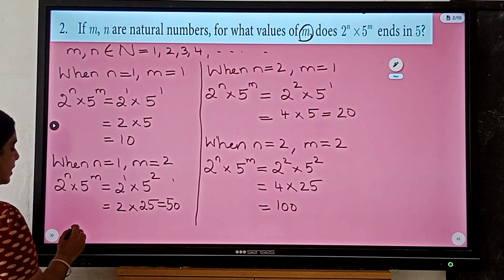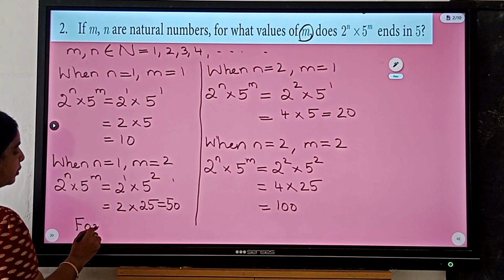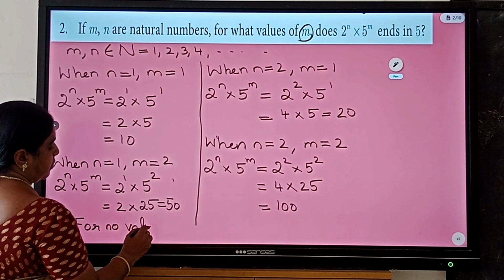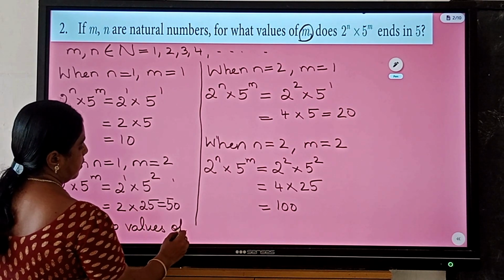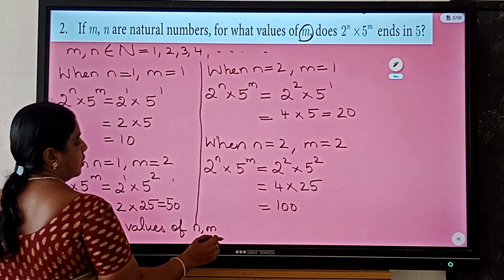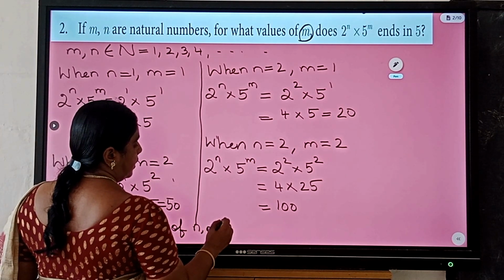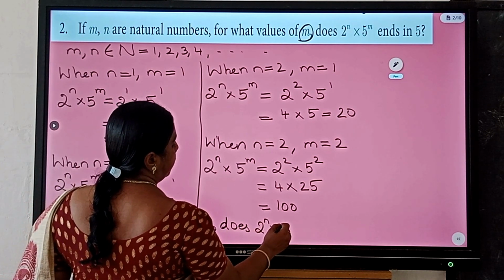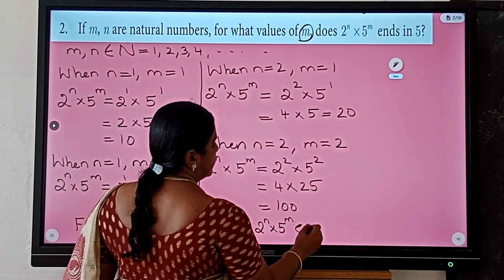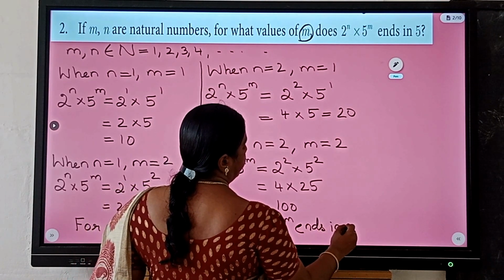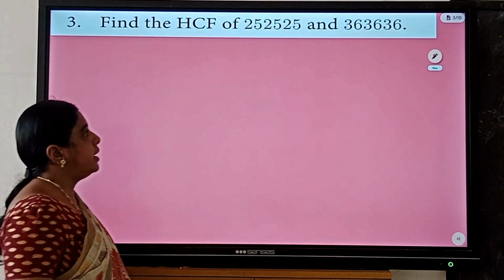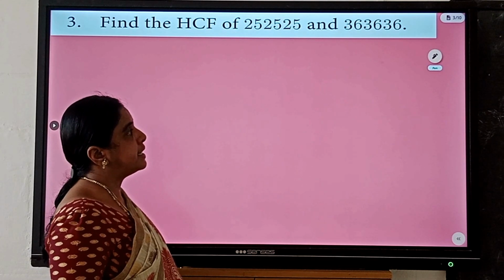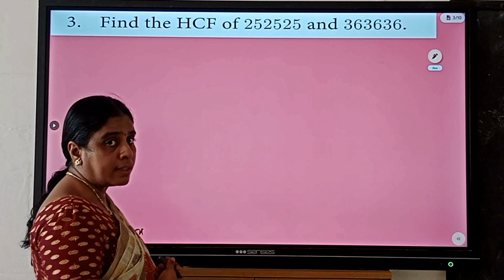So we can say that for no values of n does 2 power n into 5 power m end in 5. Find the HCF of 252525 and 363636. So this is our third sum.